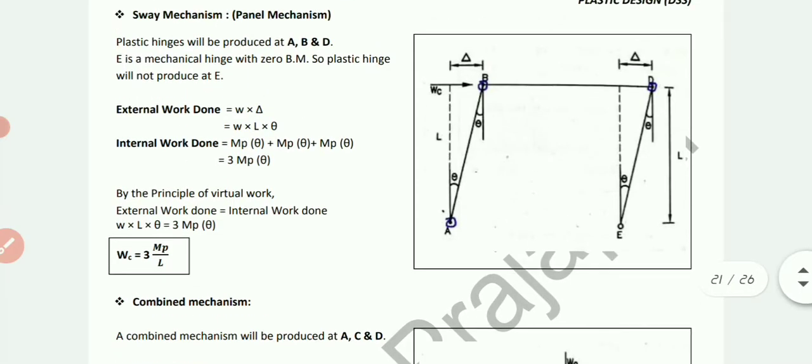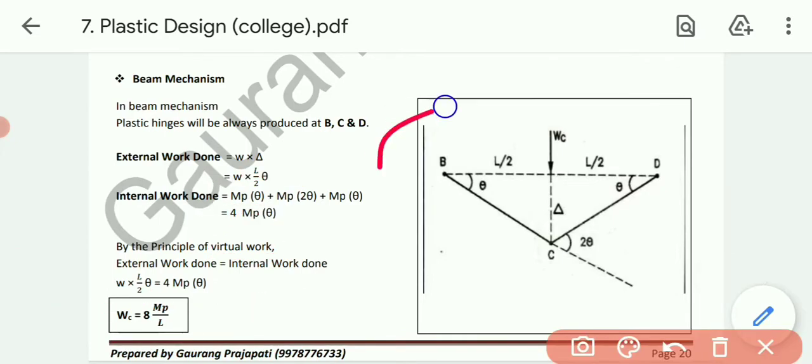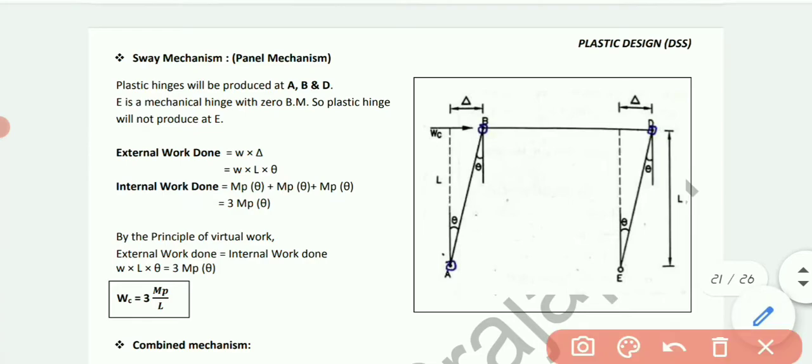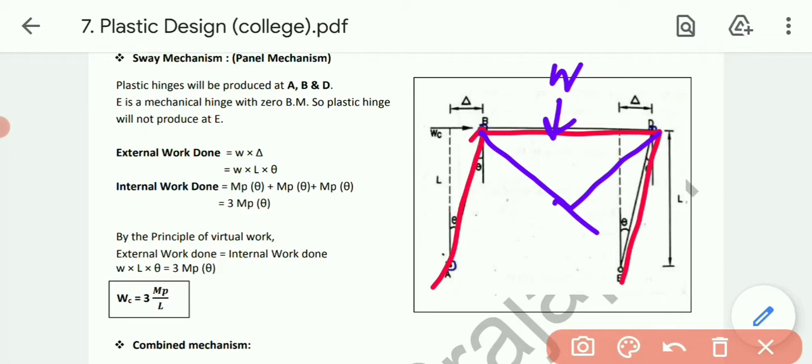Now in the combined mechanism, firstly we have drawn this beam mechanism. Now we need to put this beam exactly on this frame. See, this is our frame mechanism, so let's put the beam over here. Ultimately this will become our beam mechanism. Simple. So we need to combine two figures, one of the beam mechanism and one of the sway mechanism.